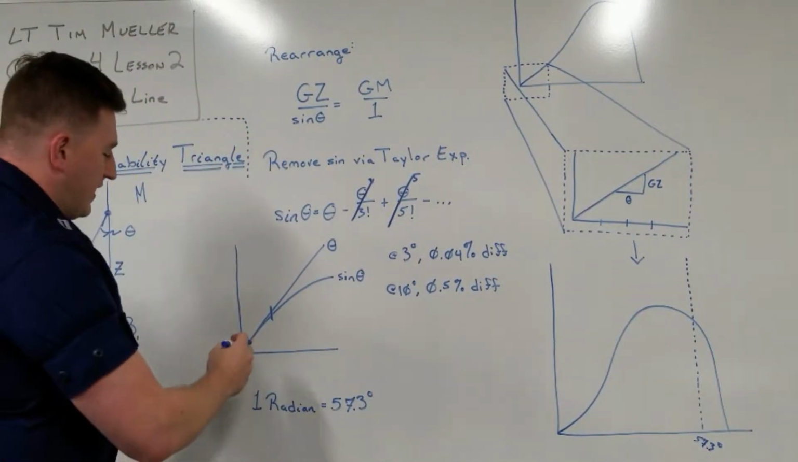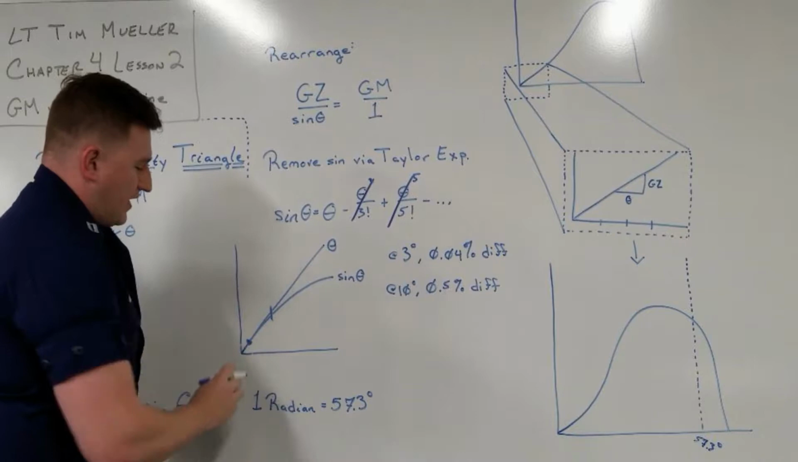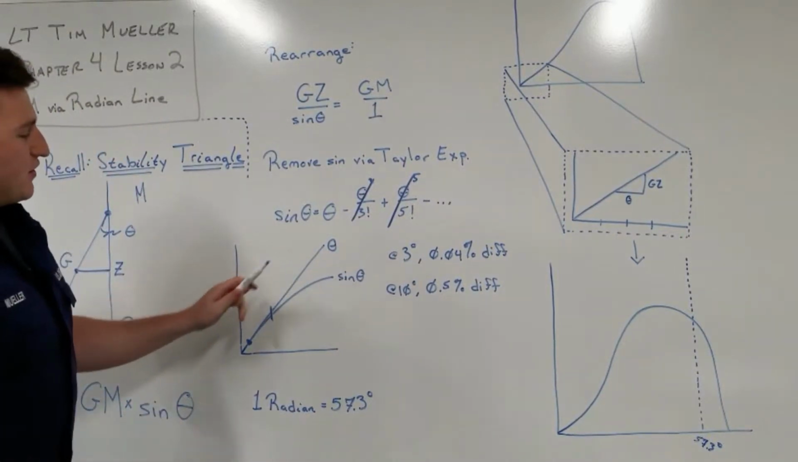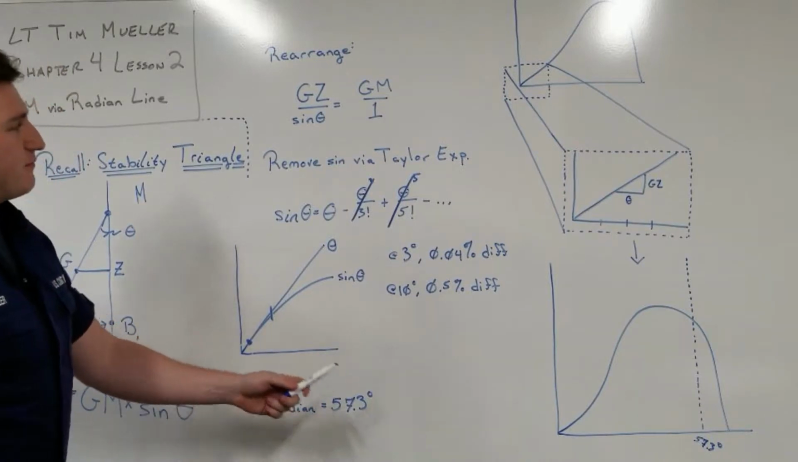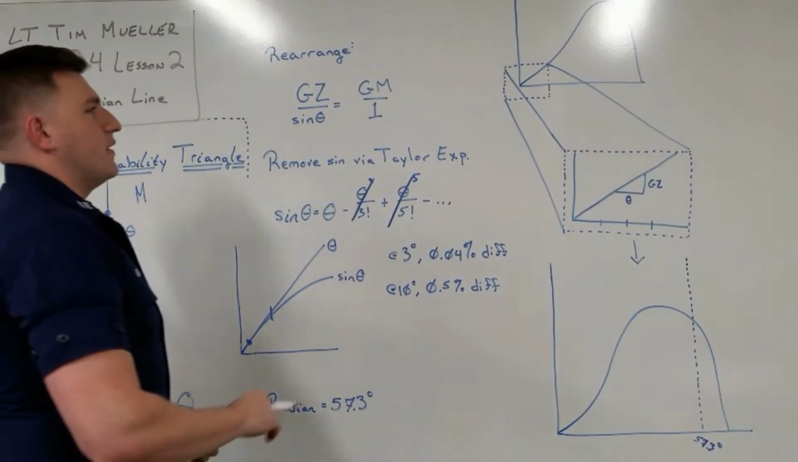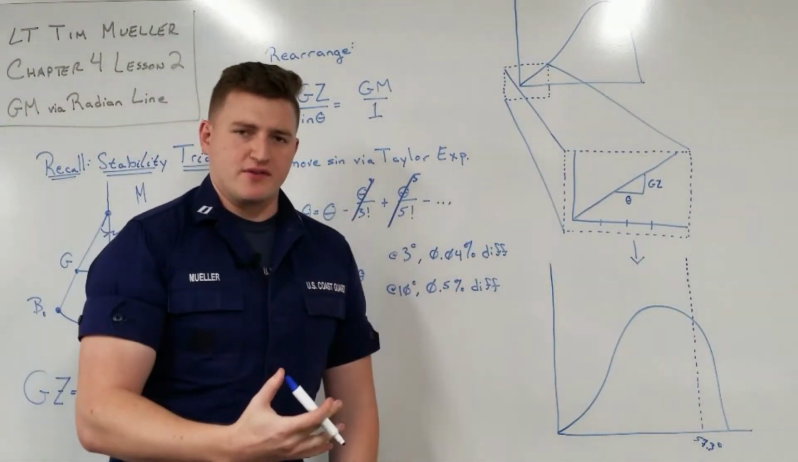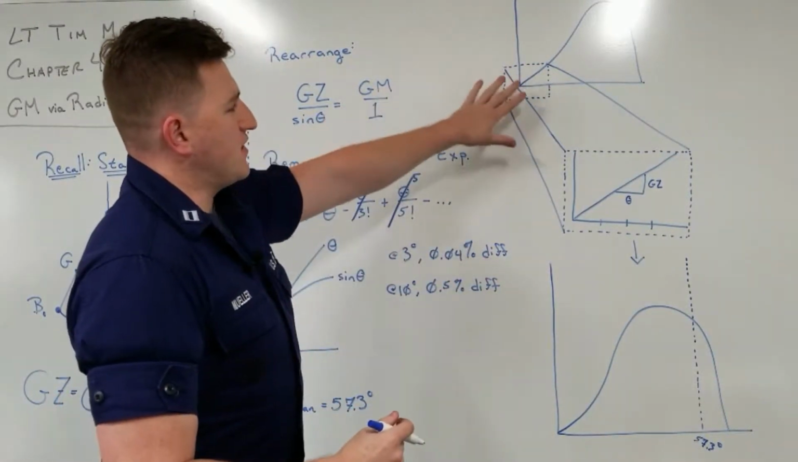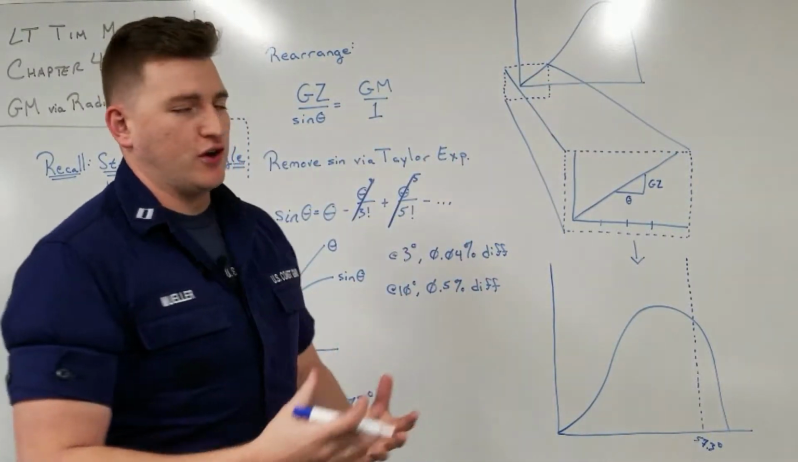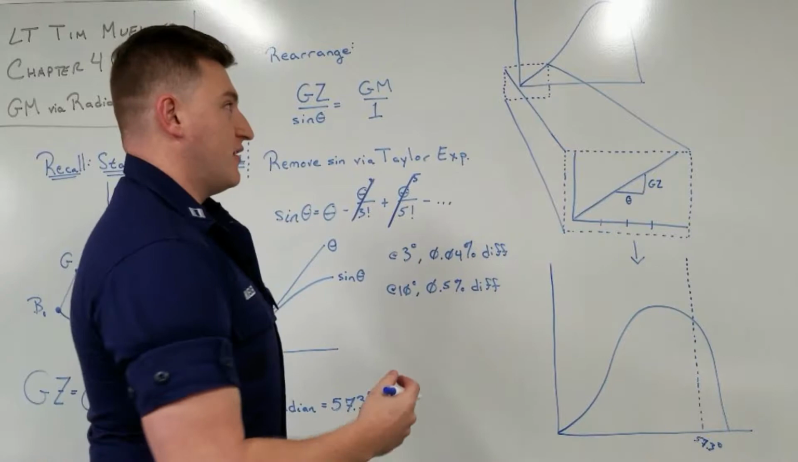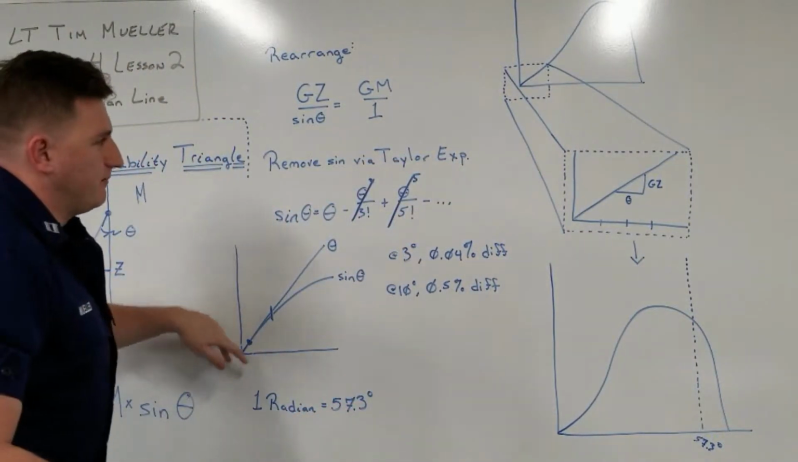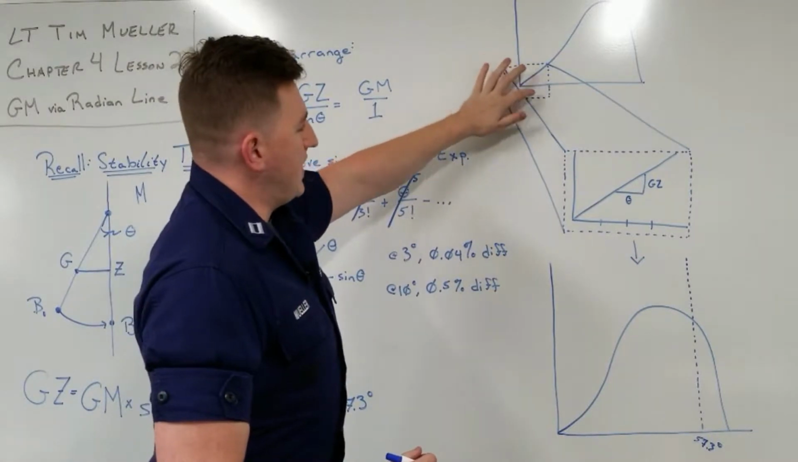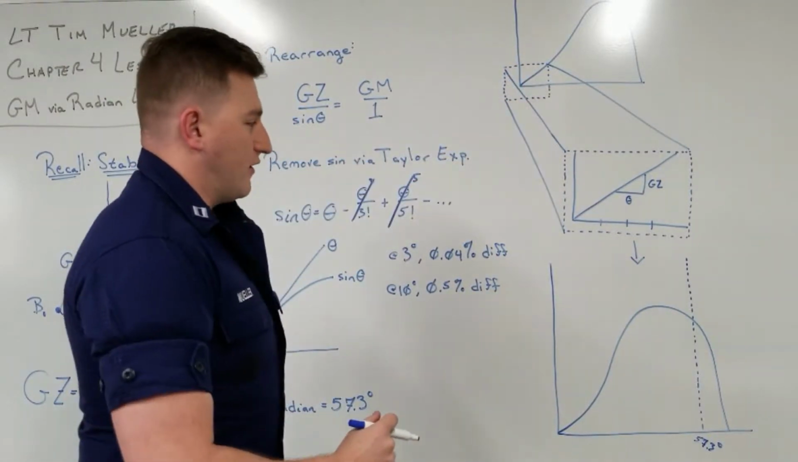So now we know that as long as we stay close to the origin, our sine of theta is going to look just like theta. And we also know that 1 radian is 57.3. So let's go to an actual statical stability curve. Here's just an example of the typical look that you'll see for a statical stability curve. Now, I had mentioned you want to stay as close to the origin as possible. So let's just kind of zoom in on the small degrees here.